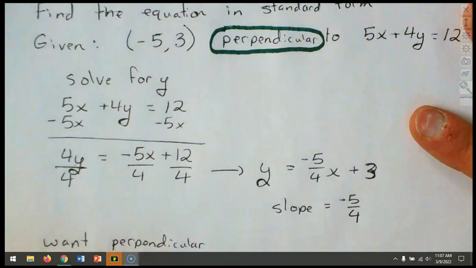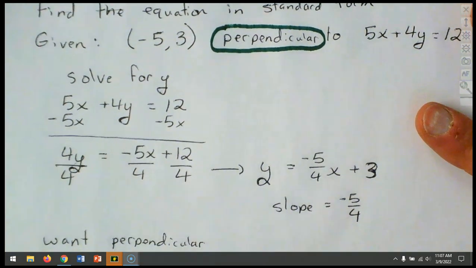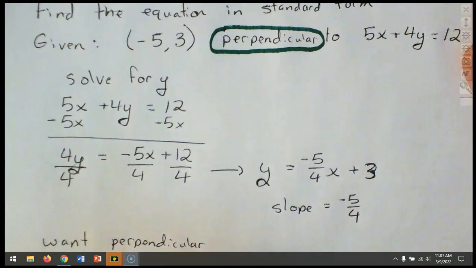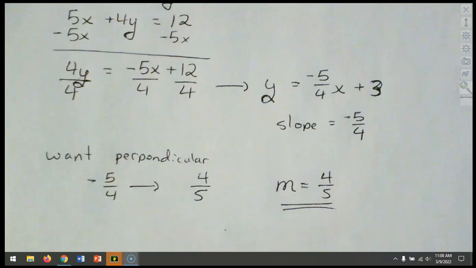So we have a minus 5/4. What would the perpendicular part be? Opposite or negative reciprocal. So we take that 5/4, we flip it over, and that's 4/5. We take that negative and we make it what? Positive. So that means our slope m that we're going to be using is 4/5. So make sure you label things and we don't get them confused. So we want that 4/5 there. That is our slope. So I'm going to go ahead and label that one as m.